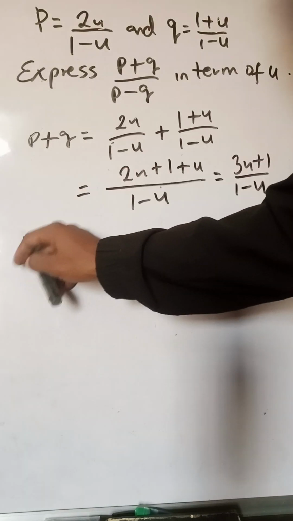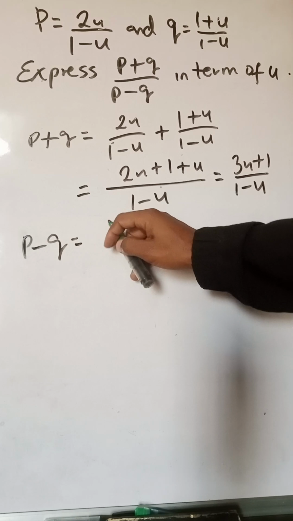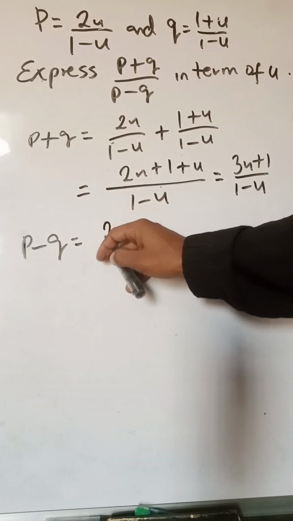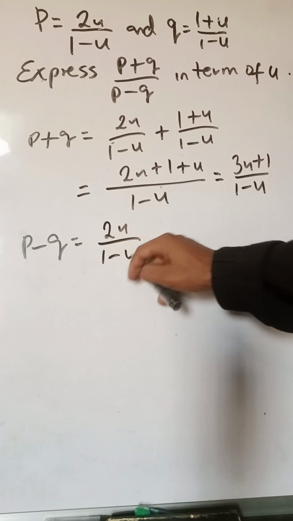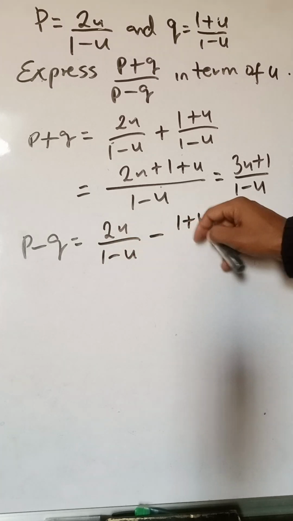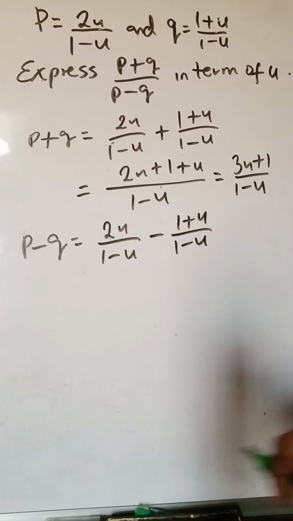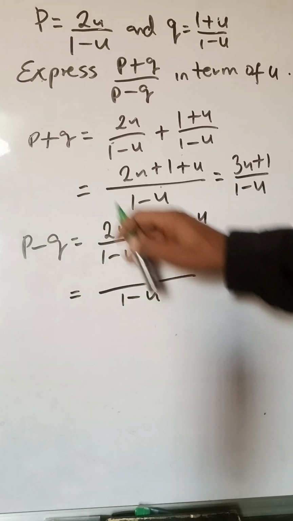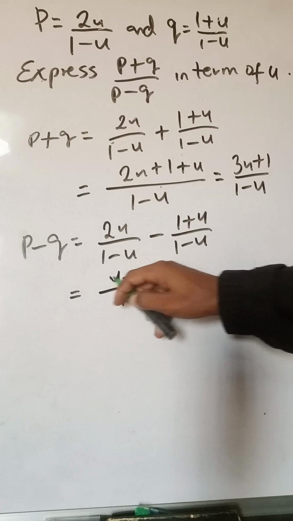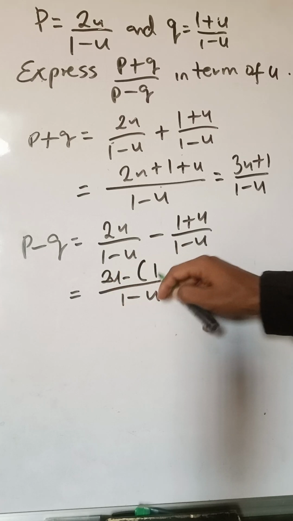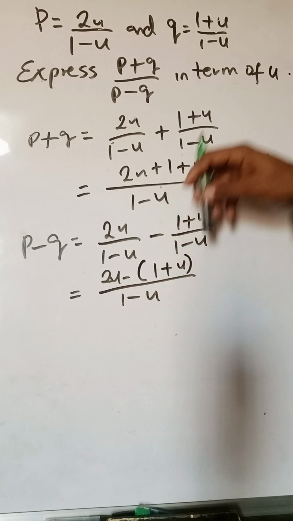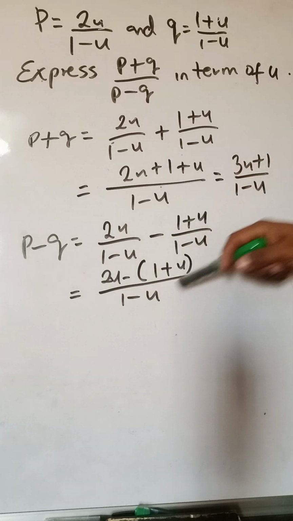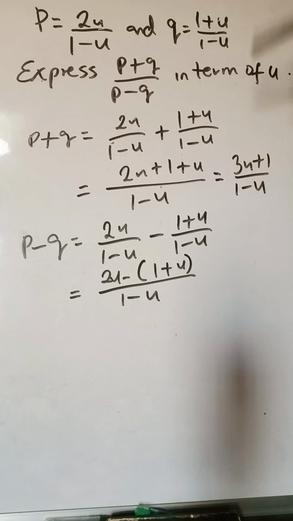Now do the same. You have P minus Q as the denominator here. So that's 2U over 1 minus U minus 1 plus U over. And the LCM is still the same, 1 minus U. So numerators will just simply subtract. You have minus 1. Now this is where many students will fail it. This is where they will miss it. And if they miss it here, they would miss the final answer.